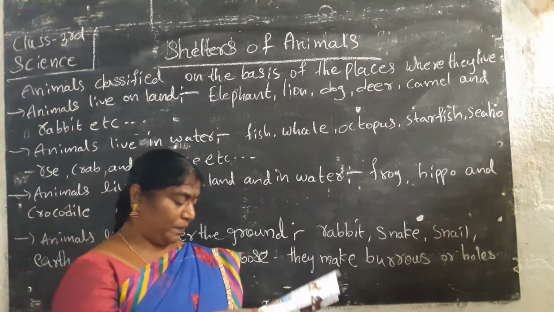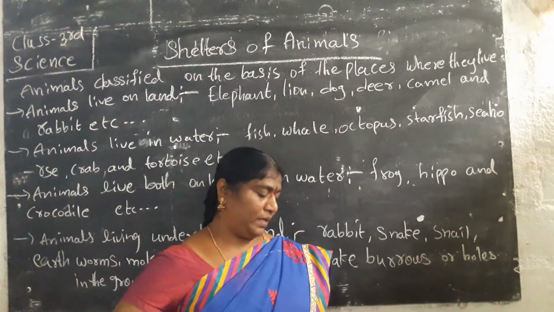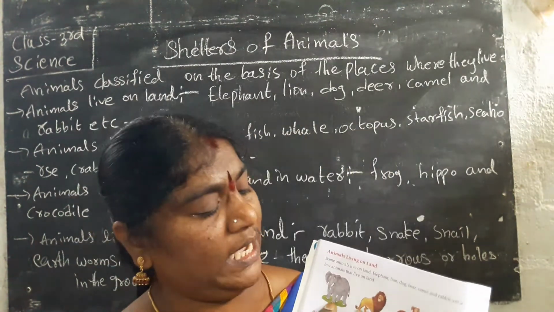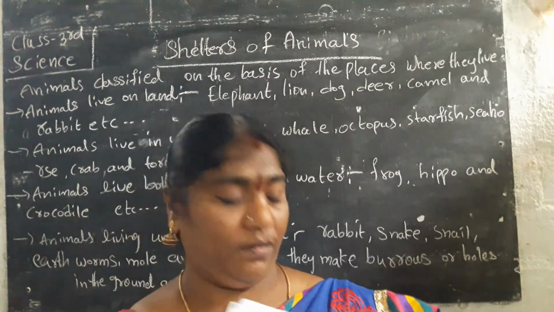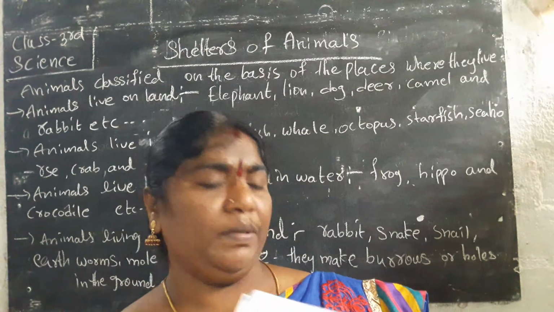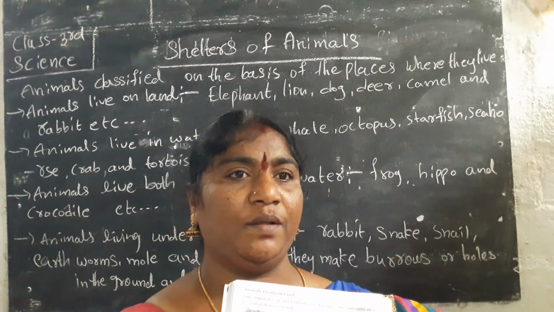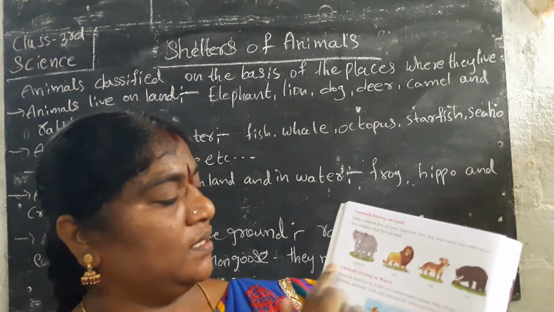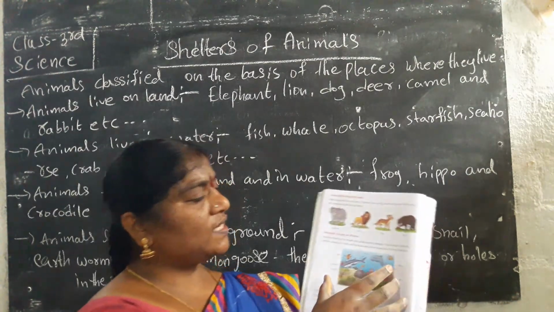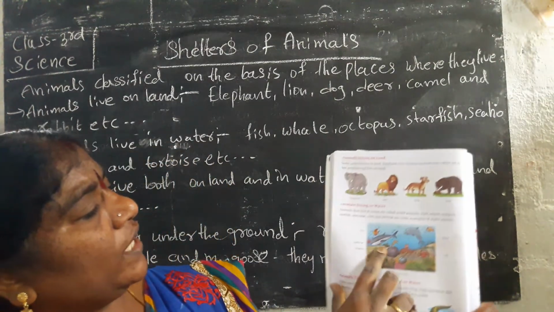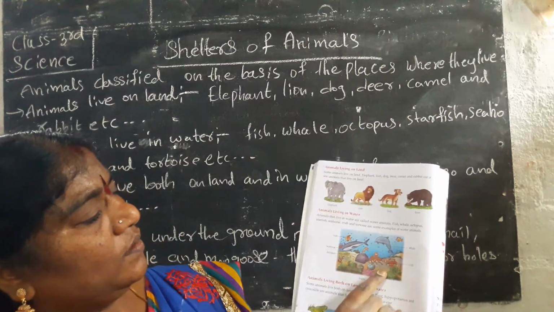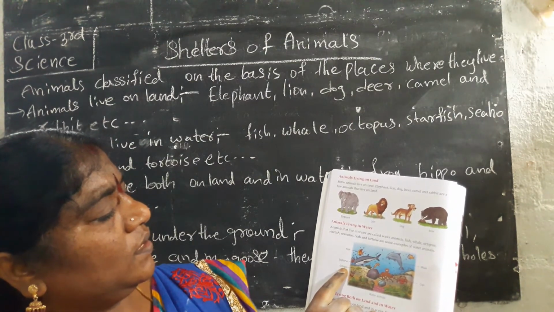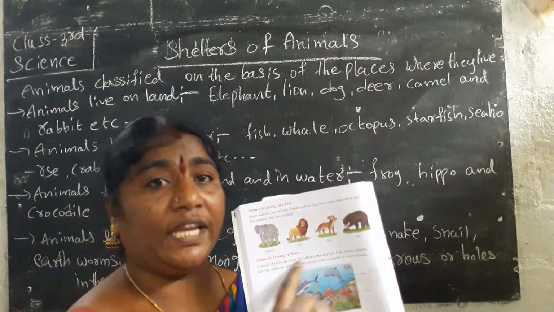In the textbook, page number 22, see animals that live on land: elephant, lion, deer, pig, bear. These are land animals. The pictures are given, so you can see and identify land animals. Next, animals that live in water. See, some water animals are there. This is a whale, crab, fish, seahorse, octopus. These are the water animals.